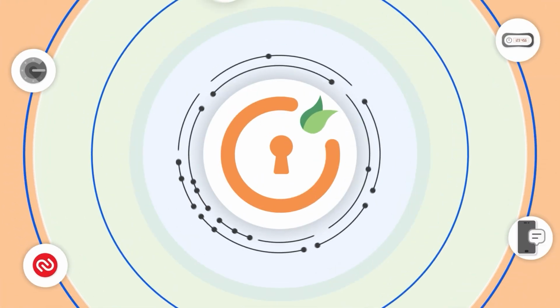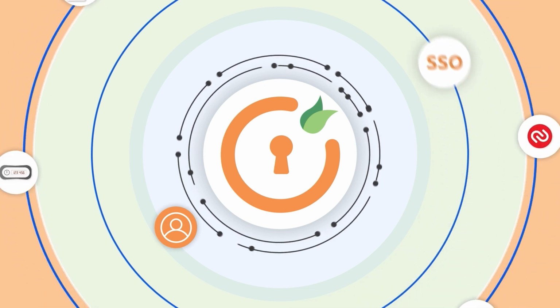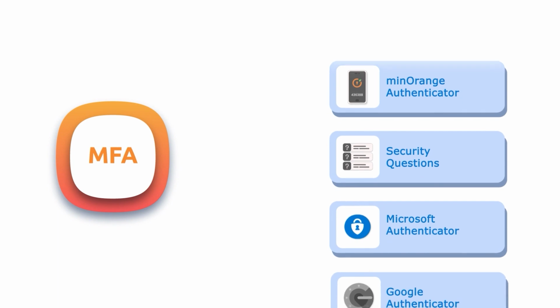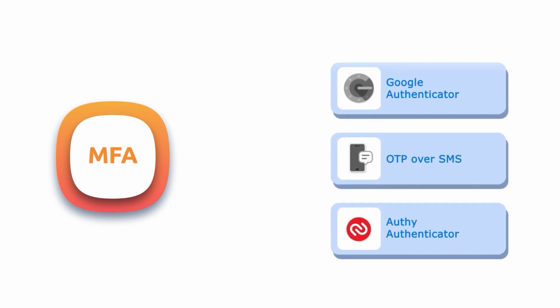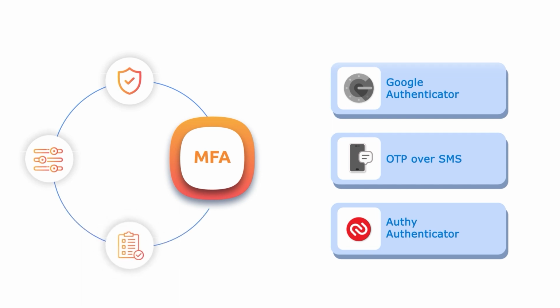miniOrange MFA, or Multi-Factor Authentication, adds an extra layer of security to secure your QlikView accounts and data. miniOrange MFA solution provides 15+ MFA methods like Google Authenticators, OTP over SMS or email, soft tokens, and more to ensure robust security, more flexibility, and ensure compliance with different regulations.